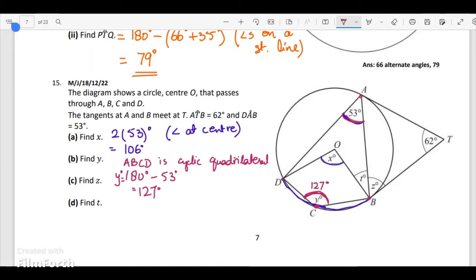Next up, we have to find angle Z, that is right here. Now they have told us, and we can see too, that AT and BT are tangents. Because they're meeting at T, they would be making an isosceles triangle, so this angle Z would be equal to this angle right here. This would also be Z degrees. So for the C part, we are looking at triangle ABT. It's an isosceles triangle.